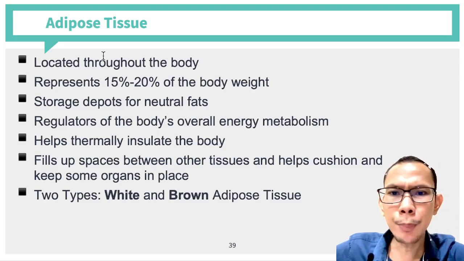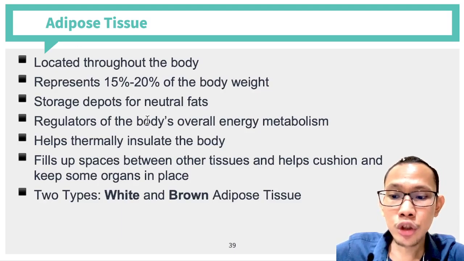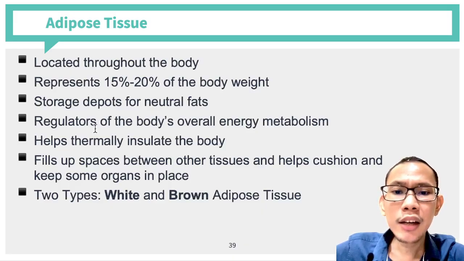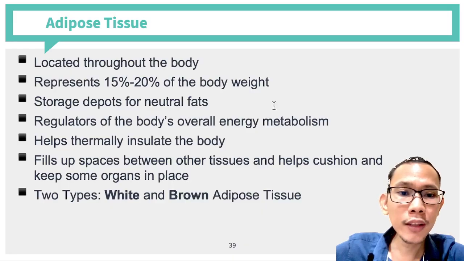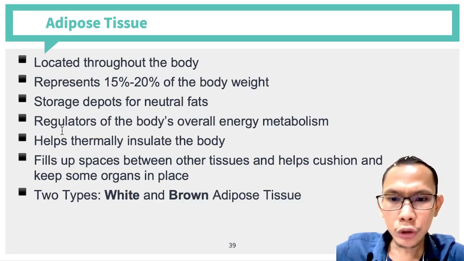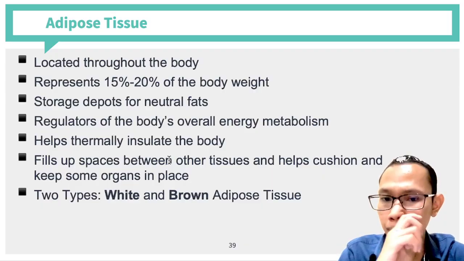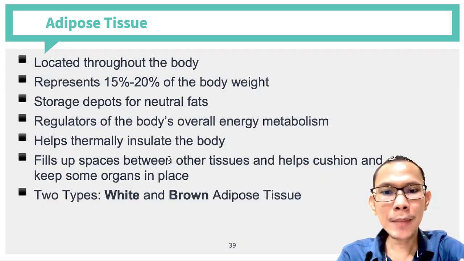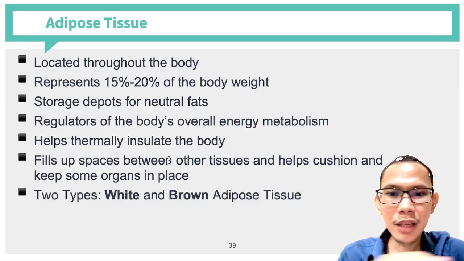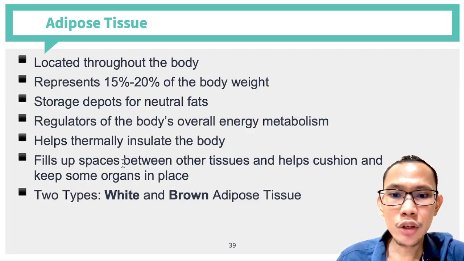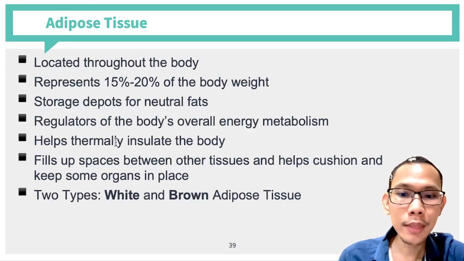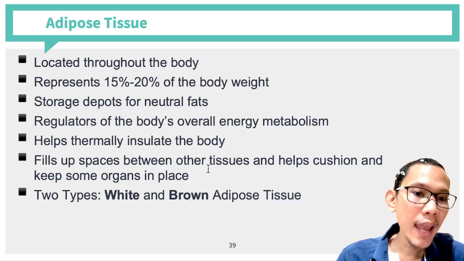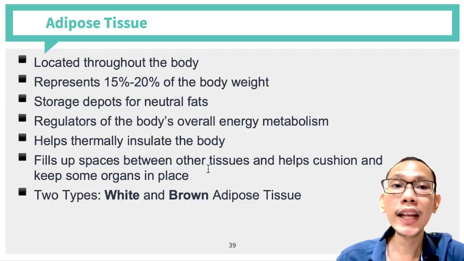Okay? Again, the purpose of your adipose tissue: storage depots for neutral fats. And take note, they are regulator of body's overall energy metabolism. It could also help thermally insulate the body. Diba? Yung mga medyo may maraming fats, mas matagal silang lamigin because, take note, your adipose tissue helps thermally insulate the body. And it fills up spaces between other tissues, helps cushion, and keeps some organs in place.